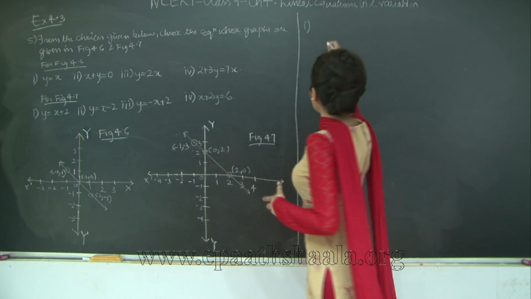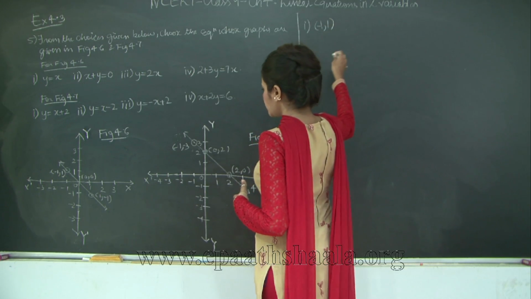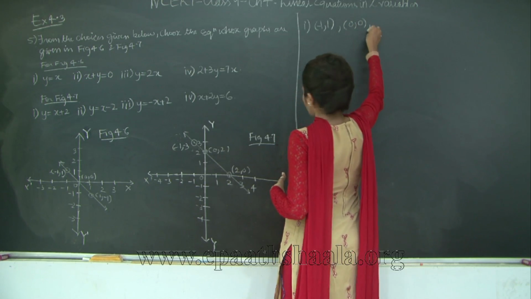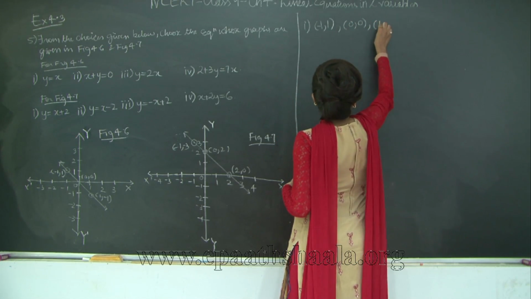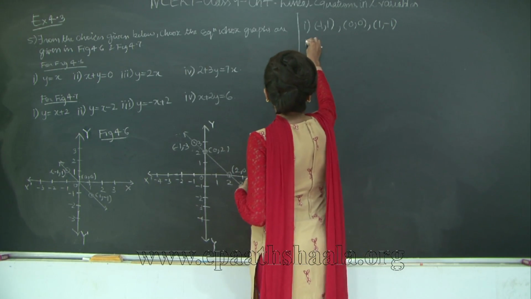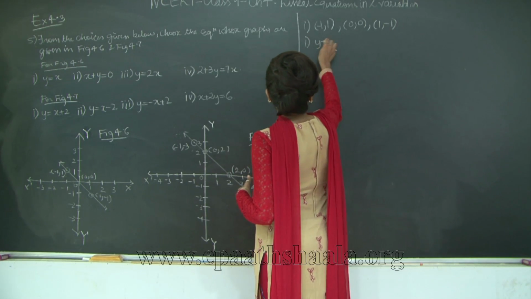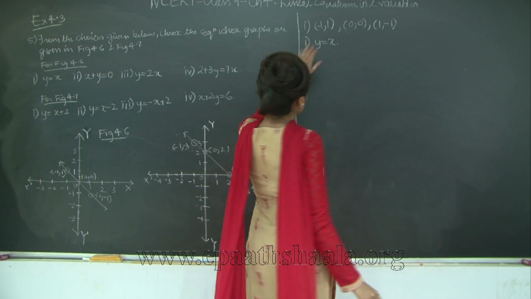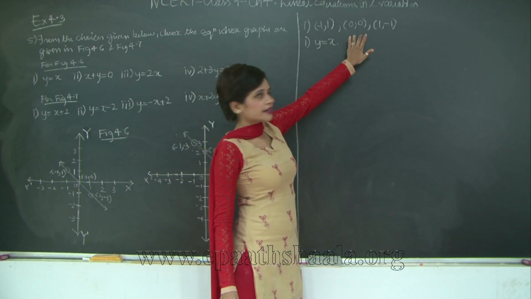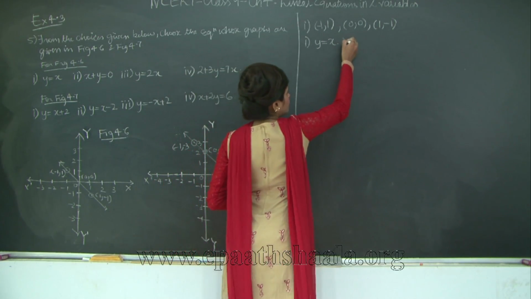I will write down my coordinates. My coordinates are -1, 1. Then I have 0, 0. And I have 1, -1. So for the first one, y is equal to x. Does y look equal to x in the first coordinate? No. For the second coordinate, yes. For the third coordinate, no. So obviously this is not the equation of my line drawn on the graph.